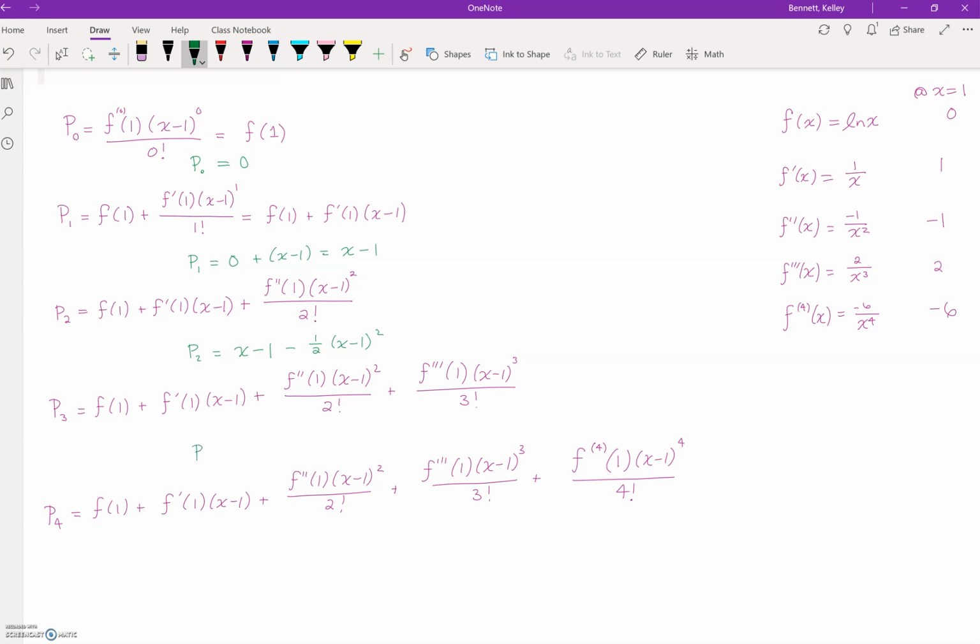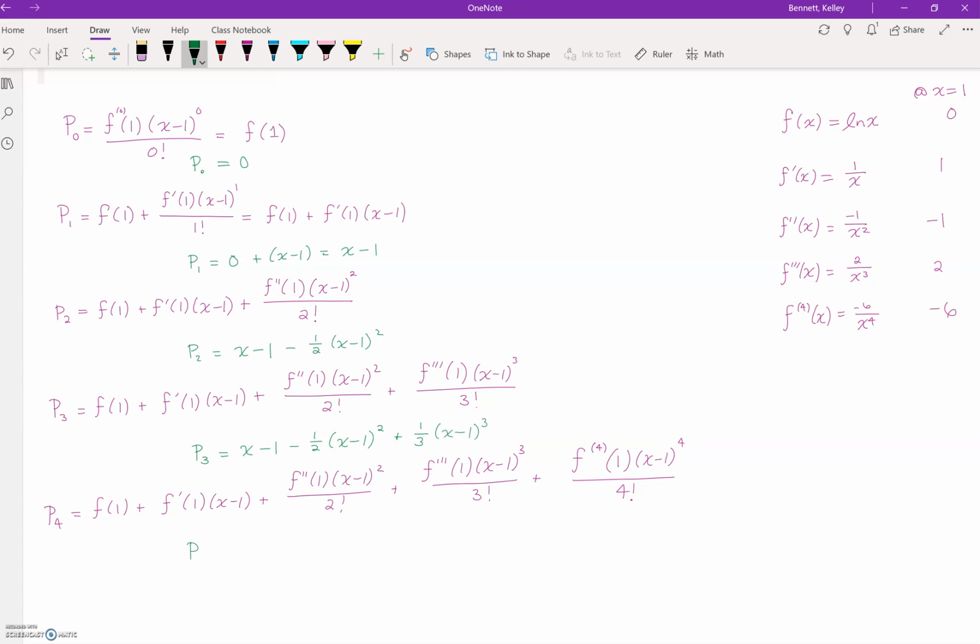And then for P3, I'm going to take everything I have before since I don't want to keep computing it each time. So I know that this is my 0th, first, and second term. So now I'm going to add the third degree term. So the third degree was 2. So that's going to be 2 over 3 factorial, which is 2 over 6, which is a third, times x minus 1 cubed.